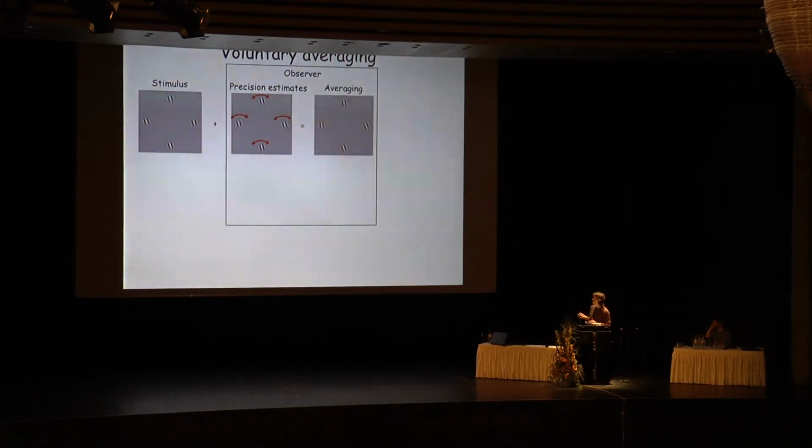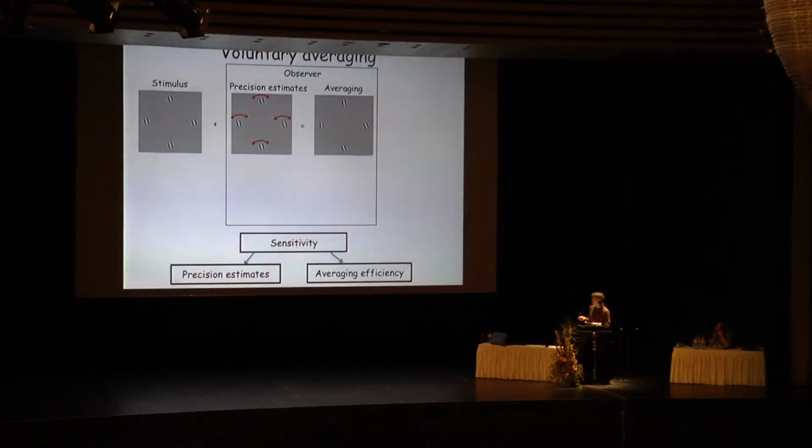Once you do this, you're going to have gabors that are tilted at various orientations because of your internal noise, but you don't judge each sample exactly the same way. Then you're going to have to average these orientations to make a judgment. And again, your sensitivity is going to depend on 2 factors: your precision estimate, which is roughly internal noise, and your ability to average across samples.